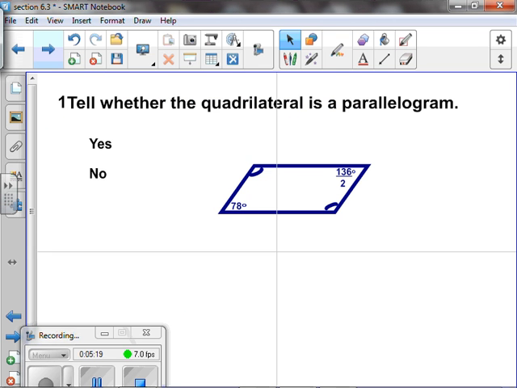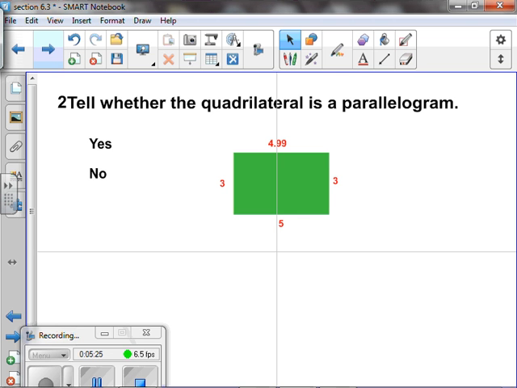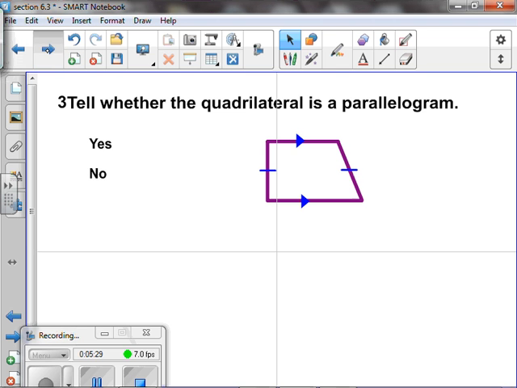Okay? Tell whether the quadrilateral is a parallelogram. I'm going to leave that one for you. Tell whether the quadrilateral is a parallelogram. Once again, that's up to you. Tell whether the quadrilateral is a parallelogram. I think we've actually seen a question very similar to this already, but that's for you to decide.